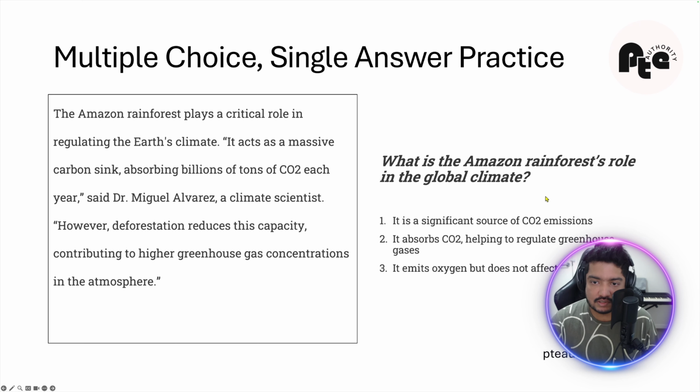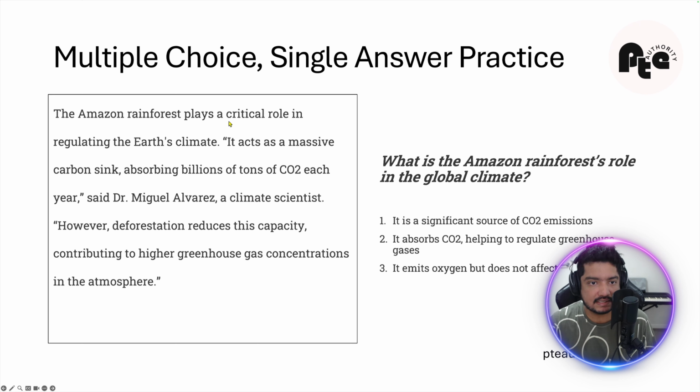Again, I'm going to use the QTA method. I'm going to read the question first. What is the Amazon rainforest's role in the global climate? So in this question, we are looking for the role of the Amazon rainforest in the global climate. Now let's read the text.